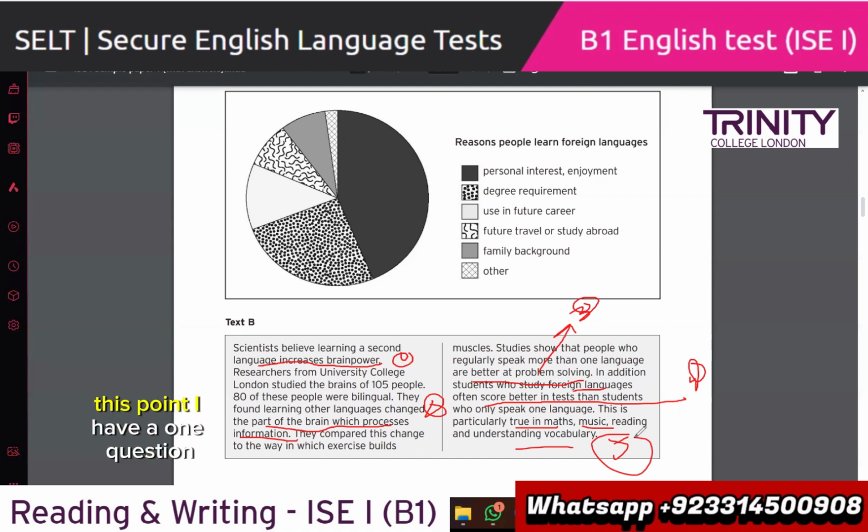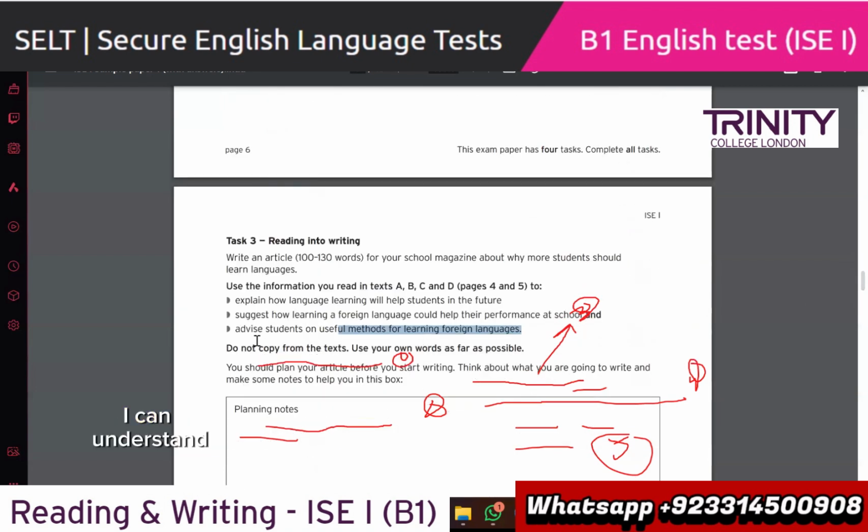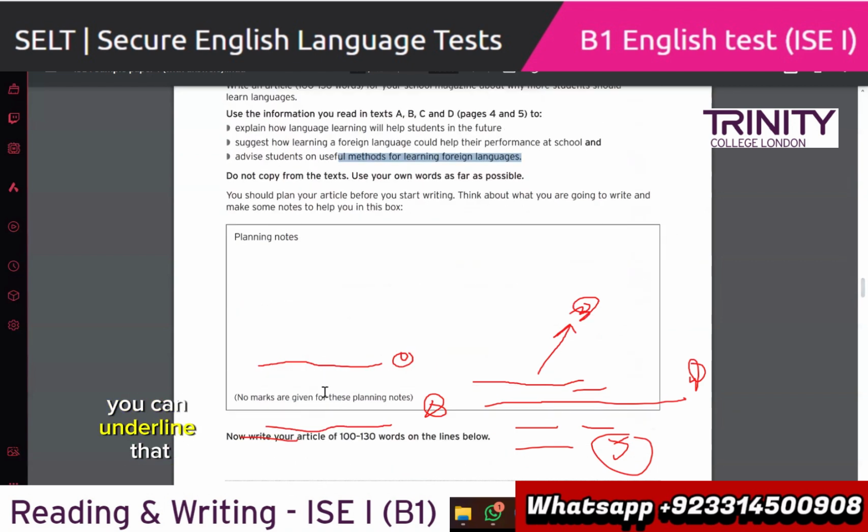I have one question about this point. I will write notes on this point and explain the paragraph A, B, C, D, then write below. You just have to answer the question that they have asked you. I will just make planning notes there and write these points. You can underline. No marks are given for these planning notes. It's your choice if you want to make notes or not. There are no marks for it, but you can do it for yourself, for your own easiness.